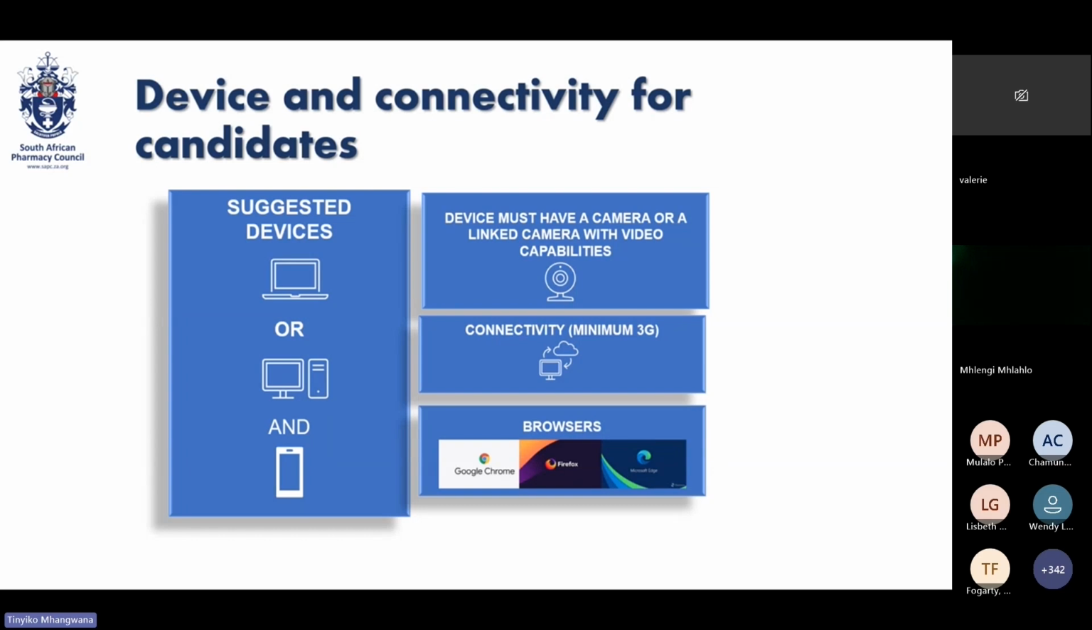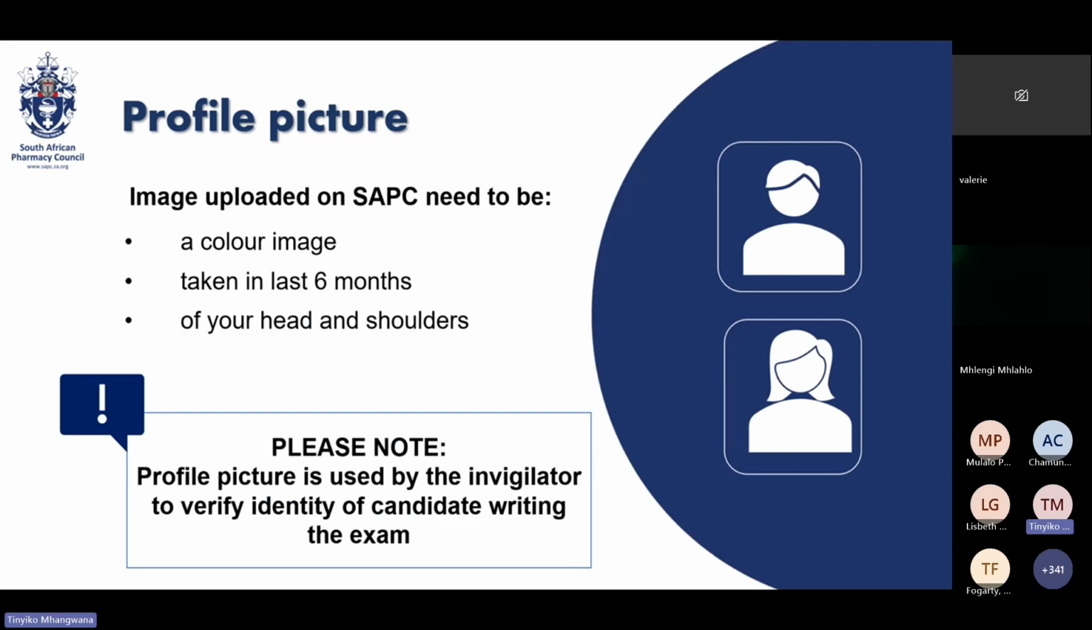Please, as soon as you leave here, this is something that you need to do. If you are writing at home or any other place besides the office, ensure that you have these 3 browsers. Try to download all, so that when you are writing the exam and you experience problems with one of the browsers, you can quickly switch to the next browser.